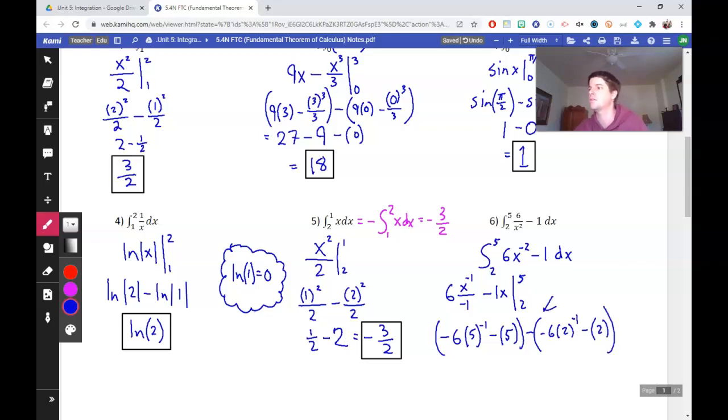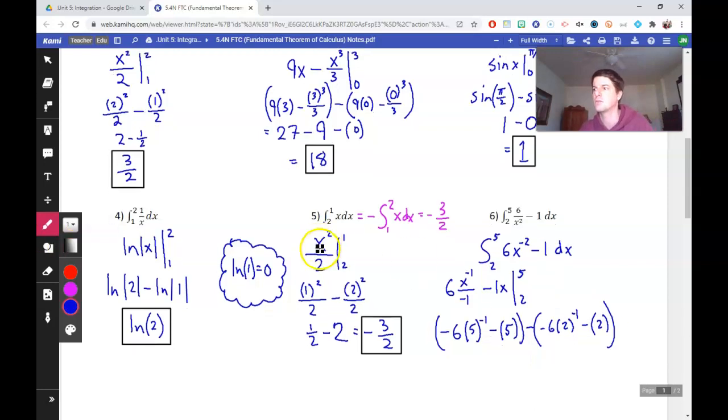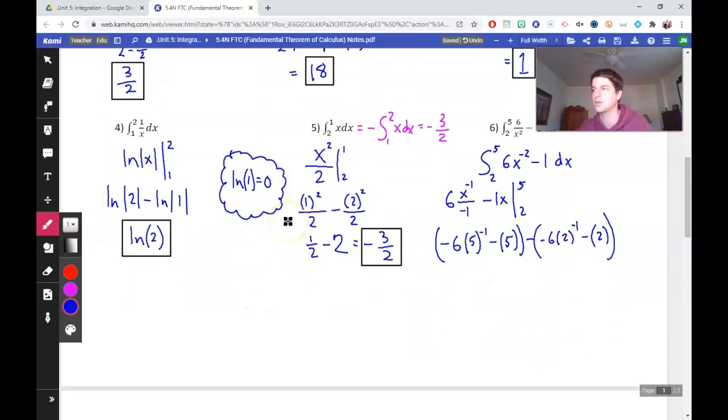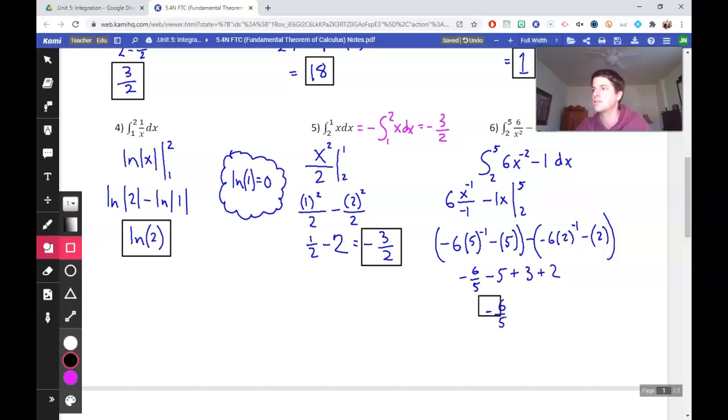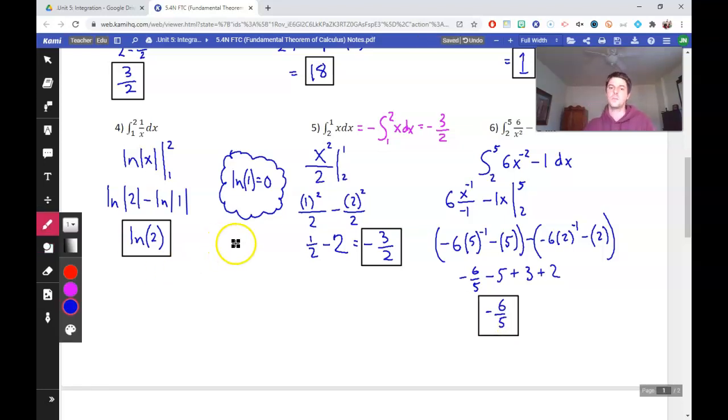Now be careful you put all of that in parentheses right there and there, because that subtraction needs to get distributed, right? If you don't distribute that correctly, you'll end up with the opposite somewhere that you did not mean to. So 5 to the negative first is 1/5, so we get -6/5 minus 5. Let's see, negative is going to be plus. 6 divided by 2 is 3, and we get a plus 2 there at the end. 3 plus 2 is 5, -5 plus 5 is 0, so our answer is -6/5. There we go.